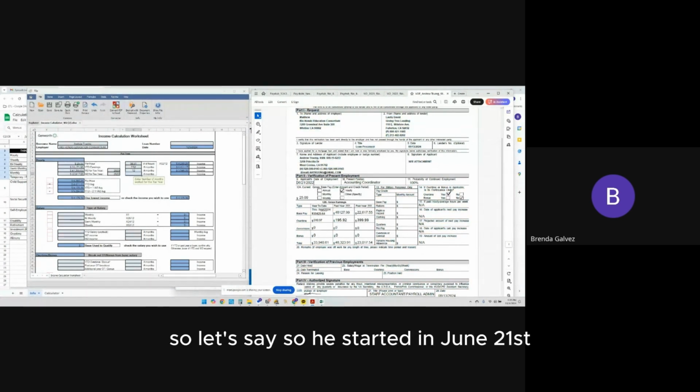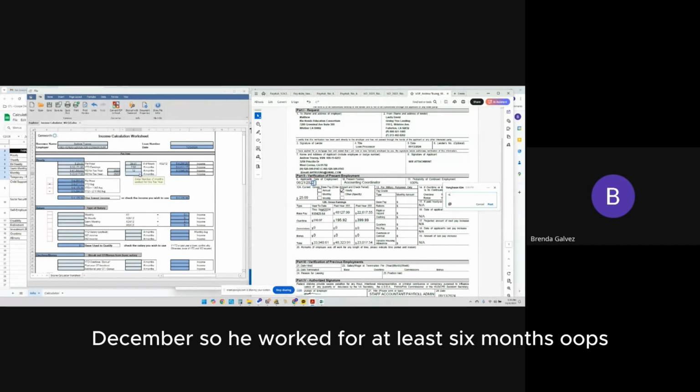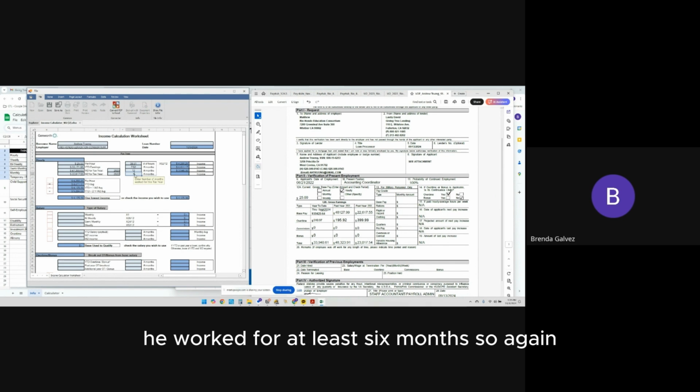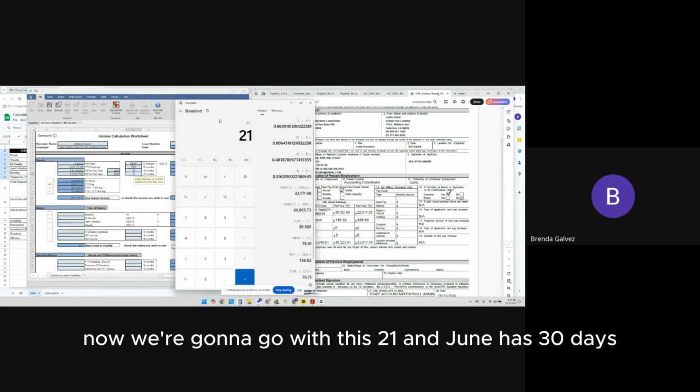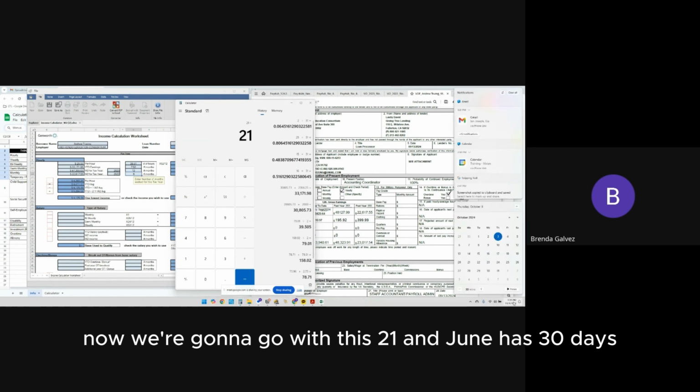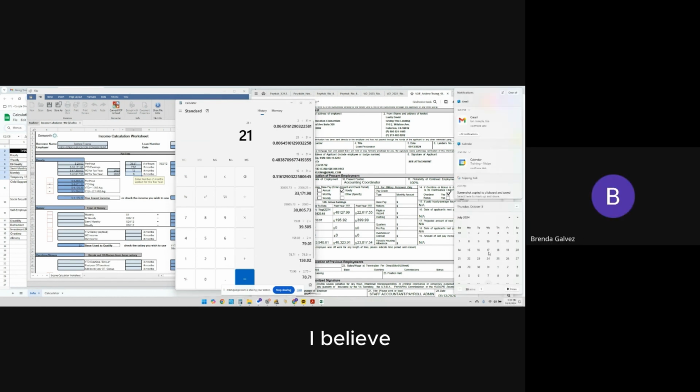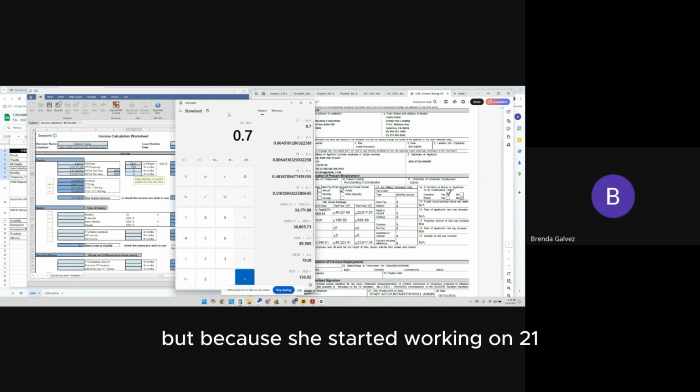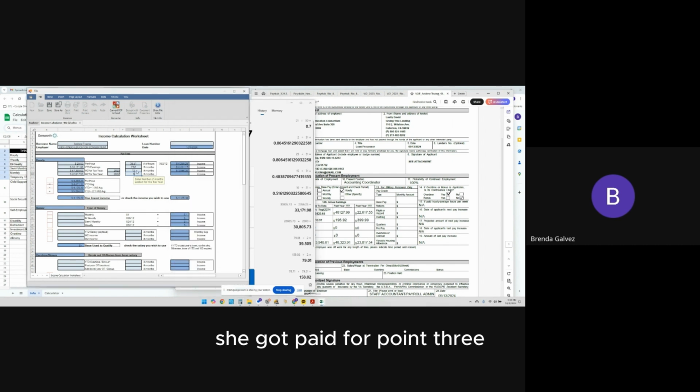So let's say he started on the 21st of June. So that means he worked the entire July, August, September, October, November, December. So he worked for at least 6 months. So again, now we're going to go with this 21. And June has 30 days, I believe. Yes. It's 0.7. But because she started working on the 21st, she got paid for 0.3. Does that make sense? Going with 0.7.